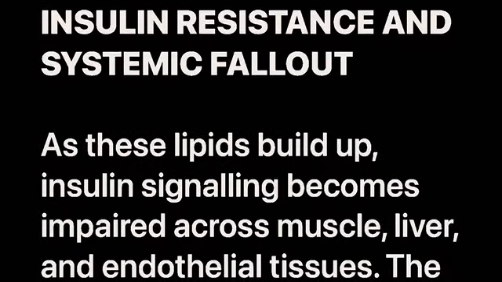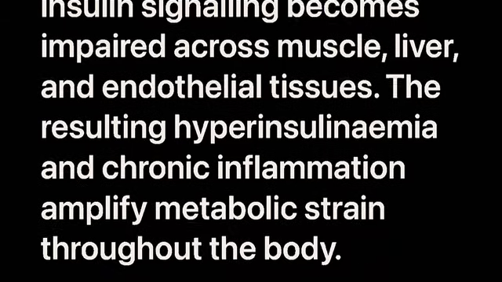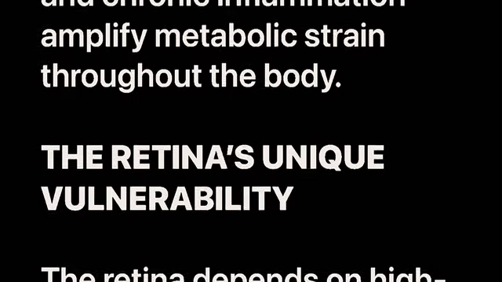Insulin resistance and systemic fallout. As these lipids build up, insulin signaling becomes impaired across muscle, liver, and endothelial tissues. The resulting hyperinsulinaemia and chronic inflammation amplify metabolic strain throughout the body.